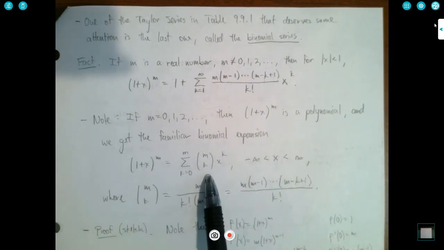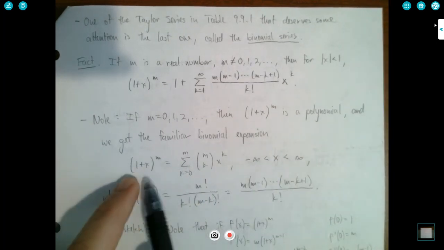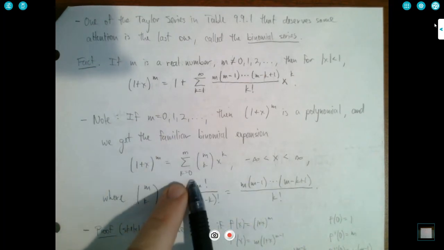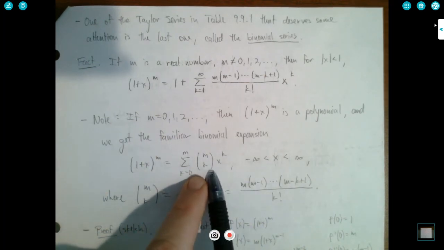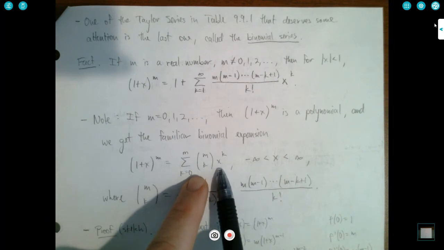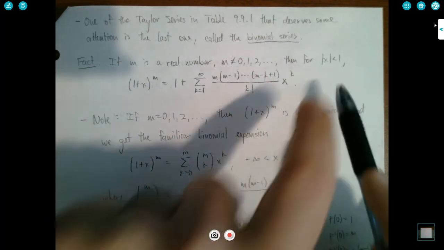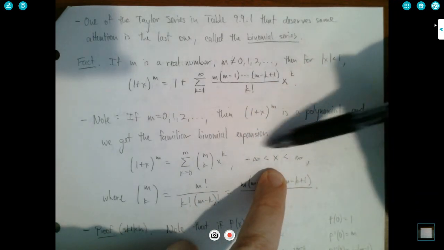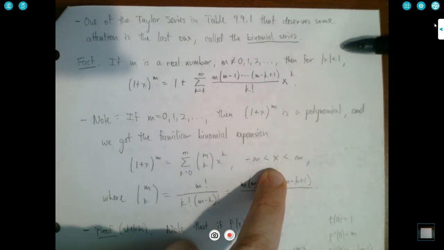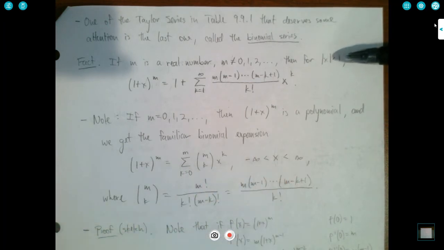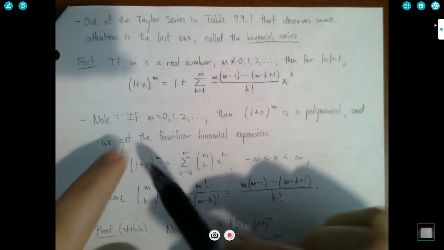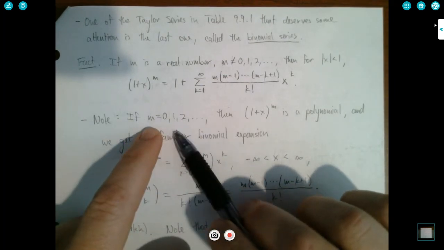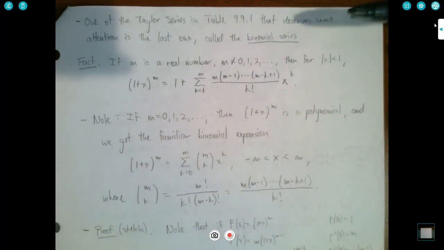You may be familiar with this, which says that (1 + x)^m, assuming that m is a positive whole number, is just the sum from k equals 0 to m of m choose k times x^k. And unlike this one, the interval of convergence on this one is negative infinity to positive infinity, whereas here it's just -1 to +1. So you get a little bit stronger statement if m is a positive whole number.